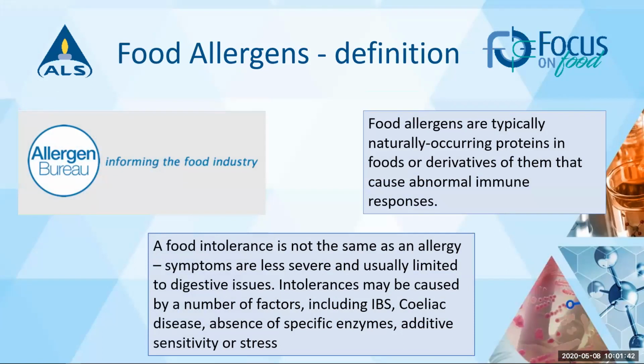A food allergen is defined by the Allergen Bureau as a naturally occurring protein that causes an abnormal reaction in affected people. People can have an allergic reaction to almost any food, but the most common are egg, cow's milk, peanuts, tree nuts, which are almonds, walnuts, and pistachios, etc. Soy, wheat, crustacea, fish, sesame, and lupin. These allergens are responsible for over 90% of food allergies worldwide, which is why the regulations require them to be declared when present in a food.